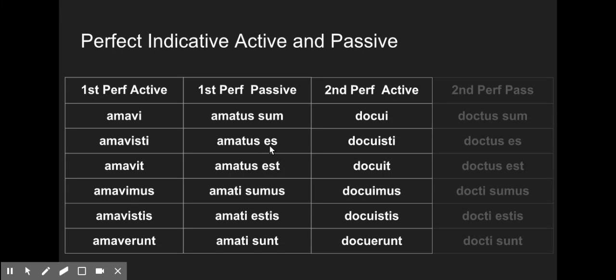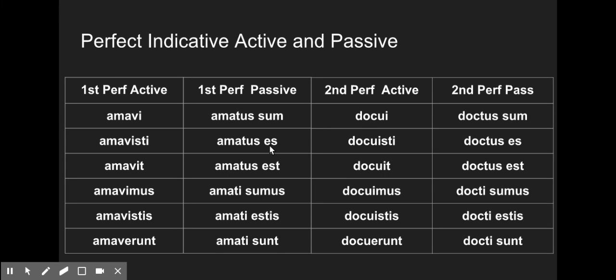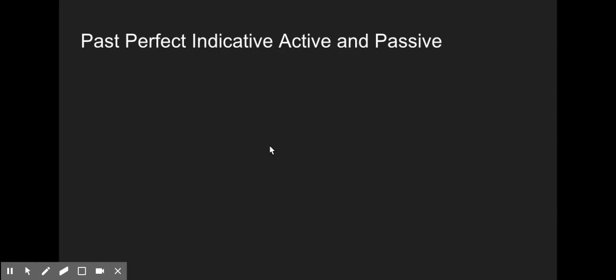And when we move to the second conjugation, you notice the pattern is exactly the same. The perfect, active and passive, is the same for all conjugations. It follows the same exact pattern coming from the third and the fourth principal part.